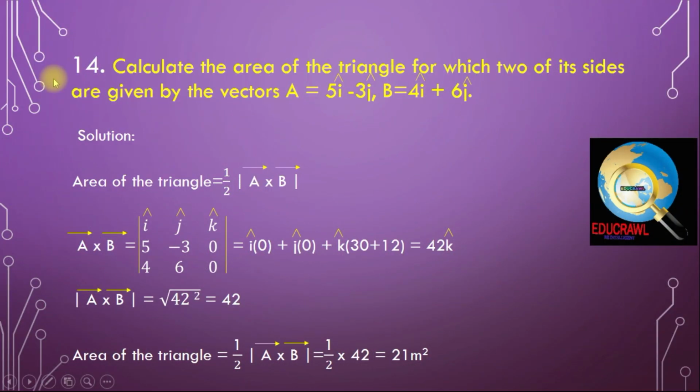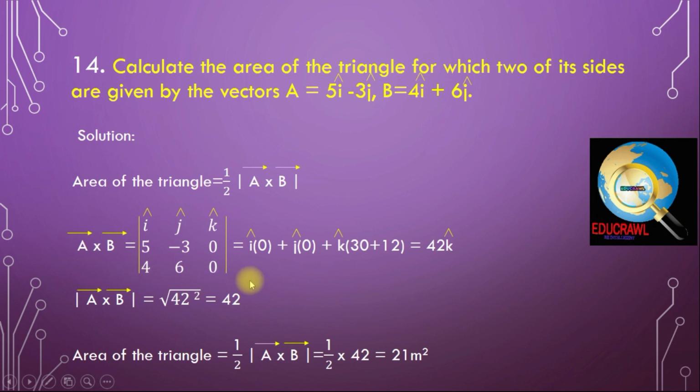See the 14th problem. Calculate the area of the triangle for which the two sides are given: A is given as 5i cap minus 3j cap and B is given as 4i cap plus 6j cap. We know the formula of the area of a triangle in terms of vectors. If you see the properties of vectors, this is the 9th or 10th property. Area of triangle is half into mod of A cross B. So how to find mod A cross B? Already we have seen it in one problem.